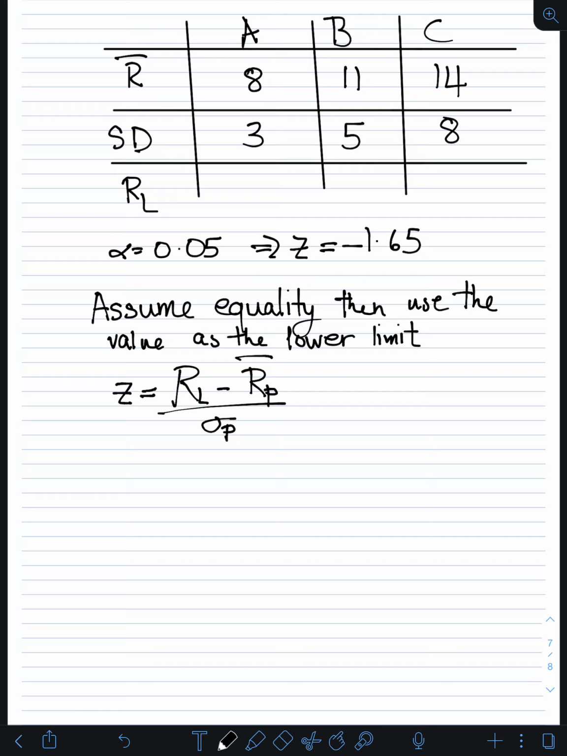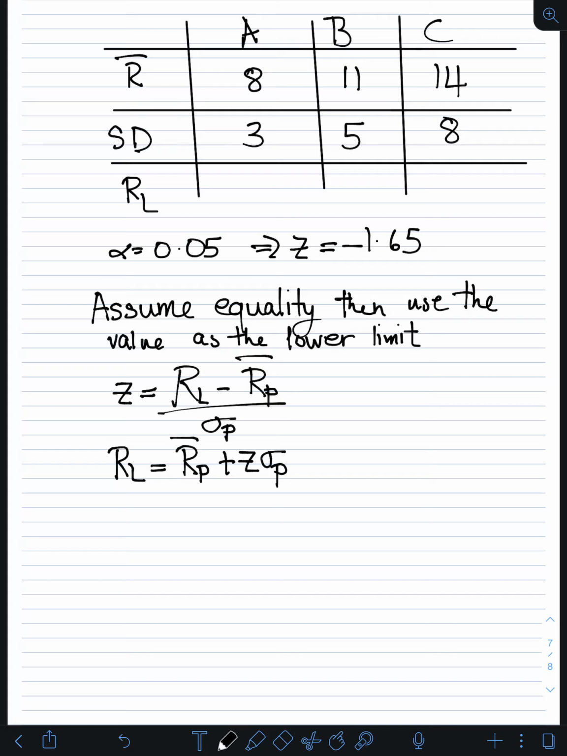So if we're trying to solve for RL, how would we go about doing that? We take the sigma p over to the z like we've done before, right? We just did it like a minute ago. We take the sigma p up to the top, so it becomes z times sigma p. Then bring this rp bar over to the left side. It becomes a plus, and then we're going to end up with RL equals rp bar plus z times sigma p.